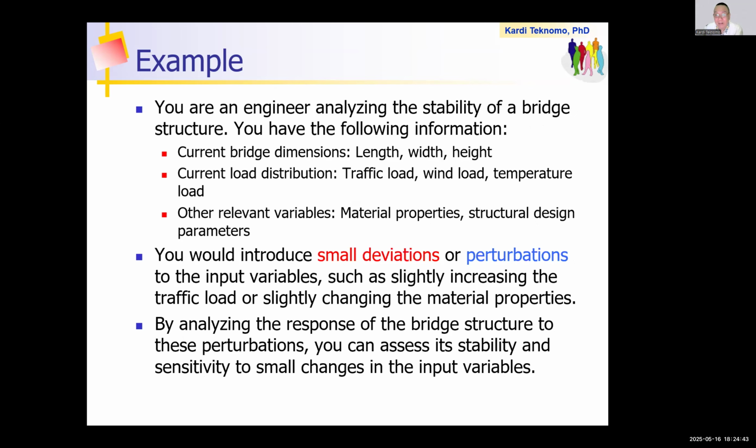This is just an example. If you want to change, for example, you are an engineer, you want to change the stability of the bridge, what are the possible factors that you put, and then a small change, a small perturbation. This is the one that you can see, the meaning of sensitivity analysis, right?